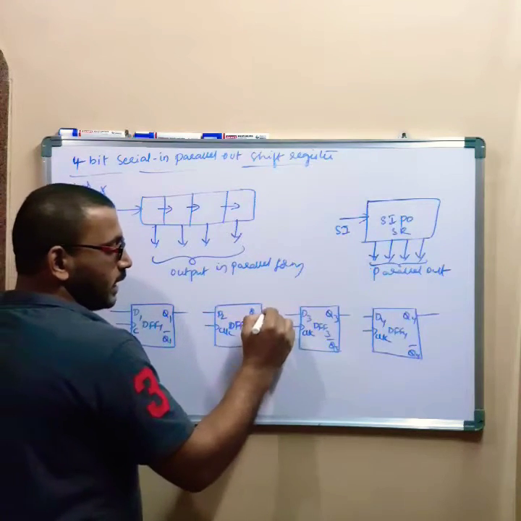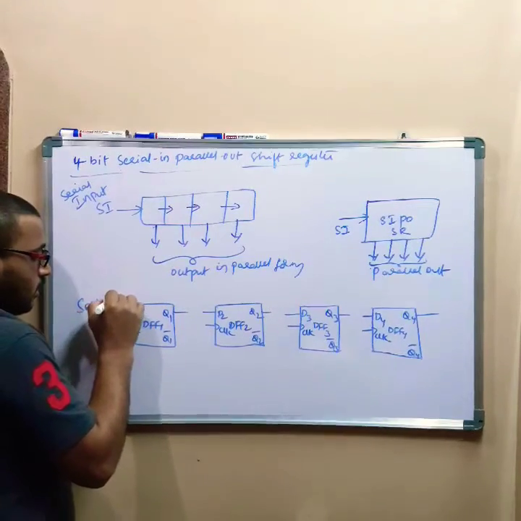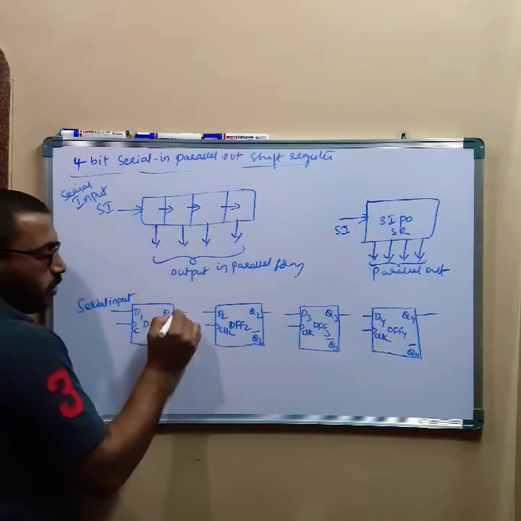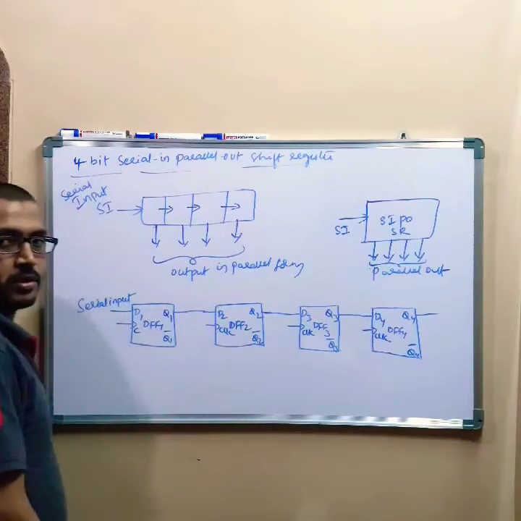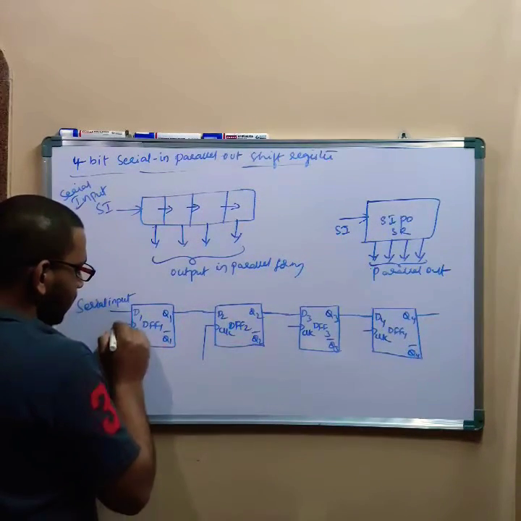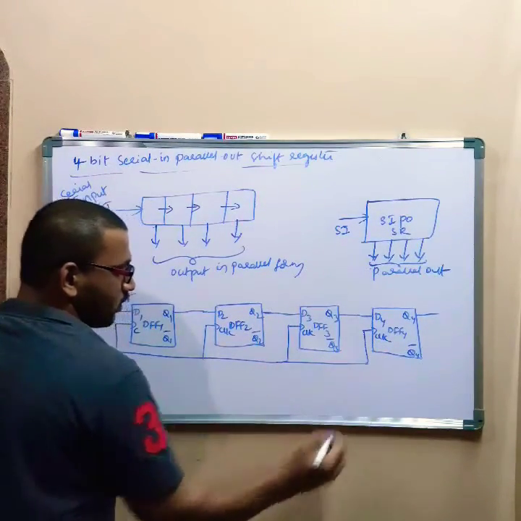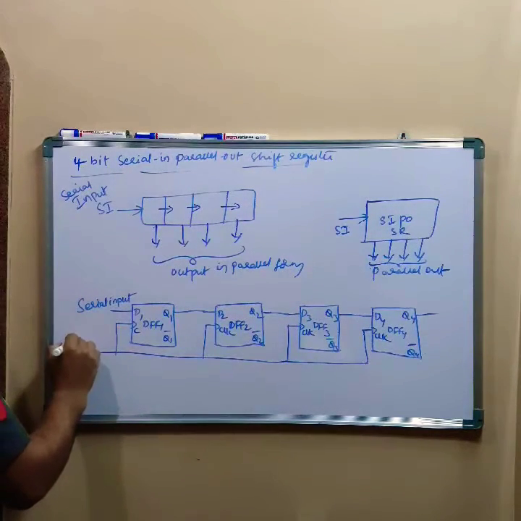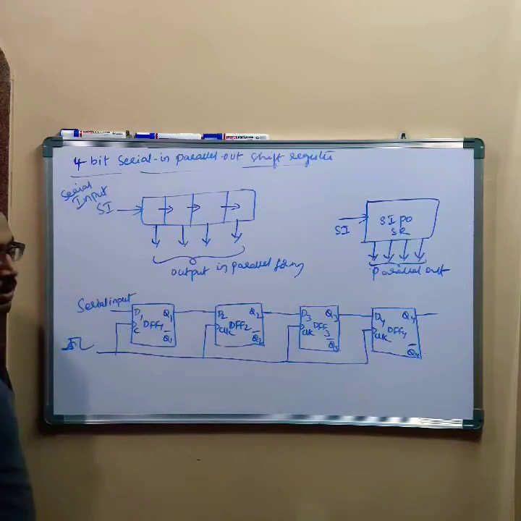In order to load the data serially, you have only one terminal. What I will do is I will connect serial input here, and the output of each flip-flop is connected to the input of next flip-flop, right? And I will connect the clock pulses. Positive going edge, all the inputs for first 4 clock pulses of positive going edge, all the 4 inputs are loaded into these flip-flops.